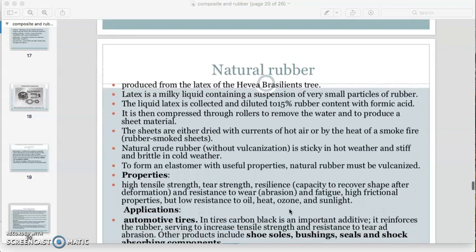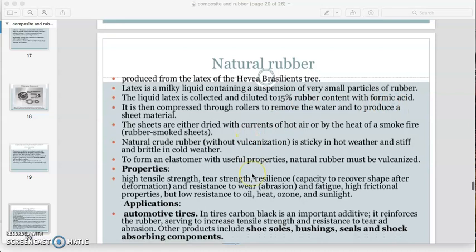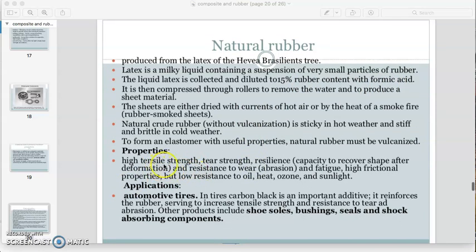Okay, about natural rubber, we can get it from the rubber tree, and we add liquid latex diluted up to 50% rubber content with formic acid. The properties of natural rubber are high tensile strength, tear strength, resilience, and resistance to wear and fatigue, and high frictional properties, but low resistance to oil, heat, ozone, and sunlight.